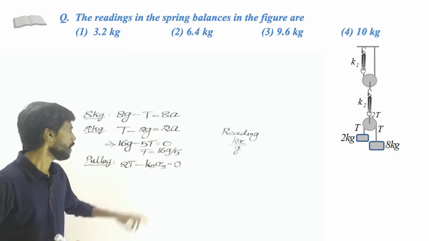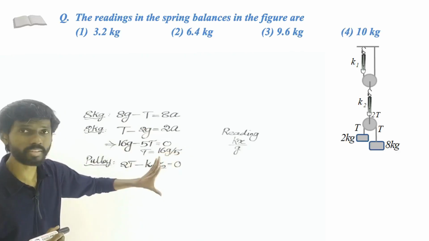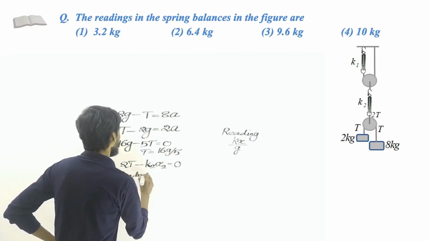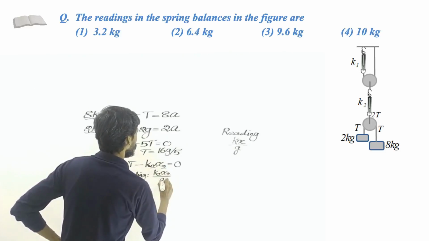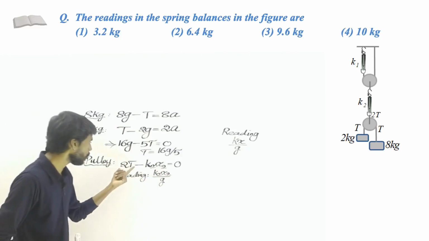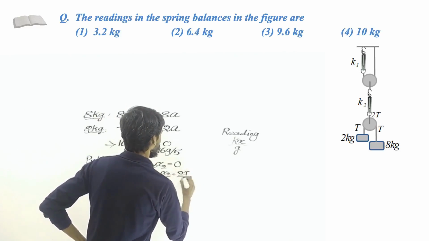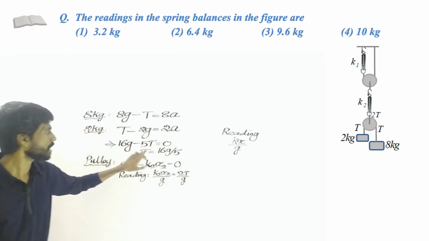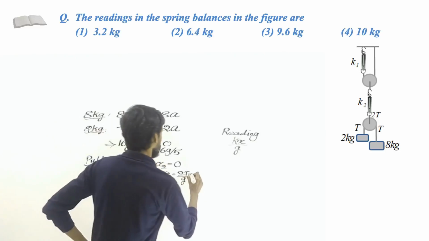Now the formula for the reading is kx divided by g. So for this spring, the reading is K2 X2 divided by g. But K2 X2 is 2T, so the reading is 2T divided by g. We have already found T, which is 16g divided by 5. So 2T is 32g by 5.